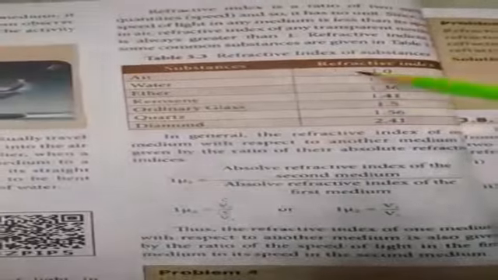Some of the common substances and their refractive indices are given here. Air 1.0, water 1.33, ether 1.36, kerosene 1.41, ordinary glass 1.5, quartz 1.56, diamond 2.41.